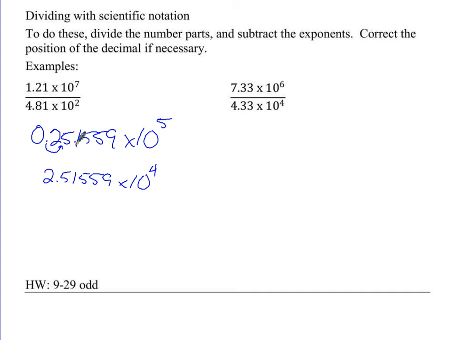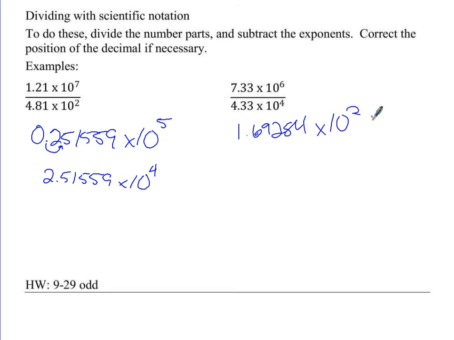Okay, let's see if we can do this one. Yeah, and I'll get to that in a second. So let's do this one by hand here. What do we do? Divide 7.33 by 4.33, and what do we get? Like that? Okay. Times 10 to the second.